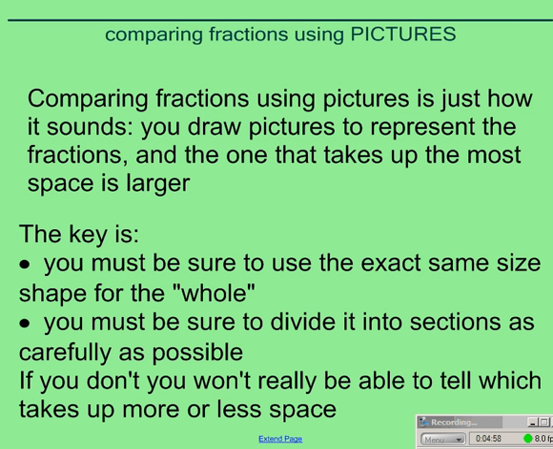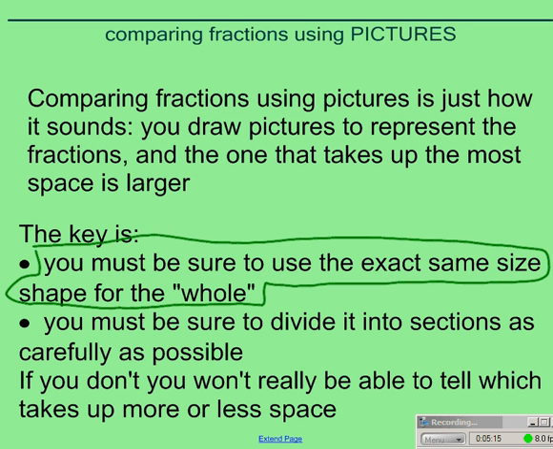Comparing fractions using pictures is exactly how it sounds. You draw pictures to represent the fraction, and the one that takes up the most space is larger. The key is, there's a couple points you need to be very, very careful about. This one is super important. Right here. You must be sure to use the exact same shape for the whole.